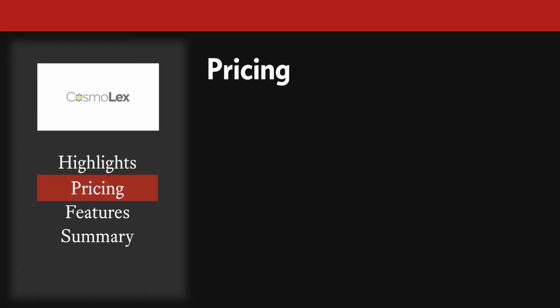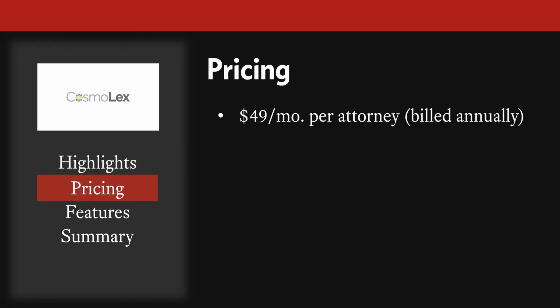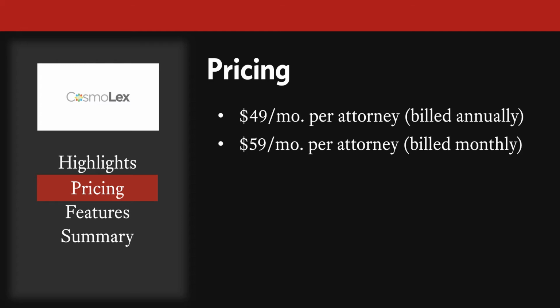CosmoLex pricing starts at $49 a month per user if billed annually, and $59 a month per user if billed monthly. It also offers a 14-day free trial. This is in the same range as other well-established cloud-based law practice management software options, which tend to start from $39 to $59 per user per month. CosmoLex is priced higher than MyCase and roughly comparable to Clio's mid-tier plan.